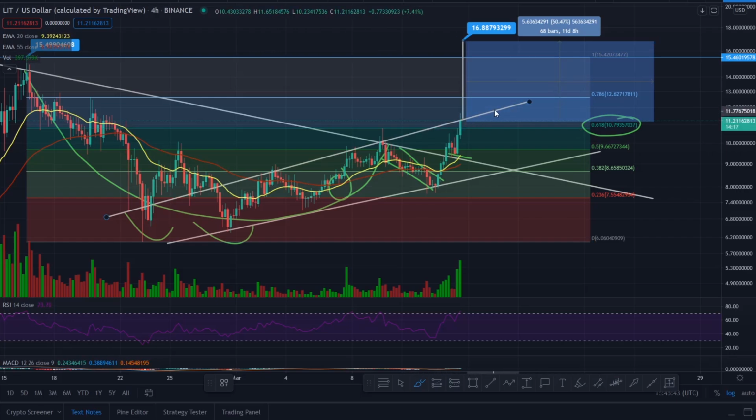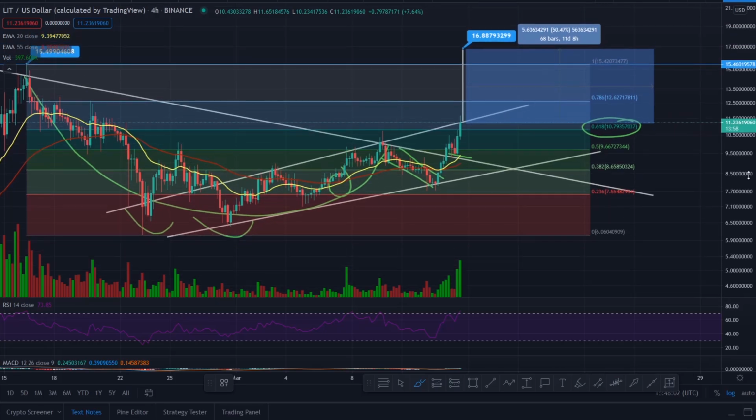But do keep an eye on this channel here, this resistance line here in this new broadening channel that we're trading in, because that also is equally acting as some form of resistance. Like I said, once we get through that, then I would be targeting a push up to there, and obviously resistance on these Fibonacci levels moving up, guys. So that's LIT. I hope you enjoyed the video.